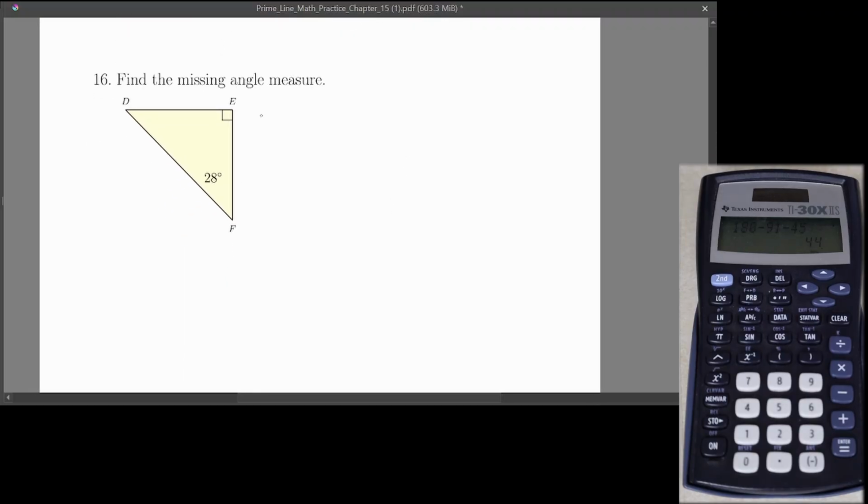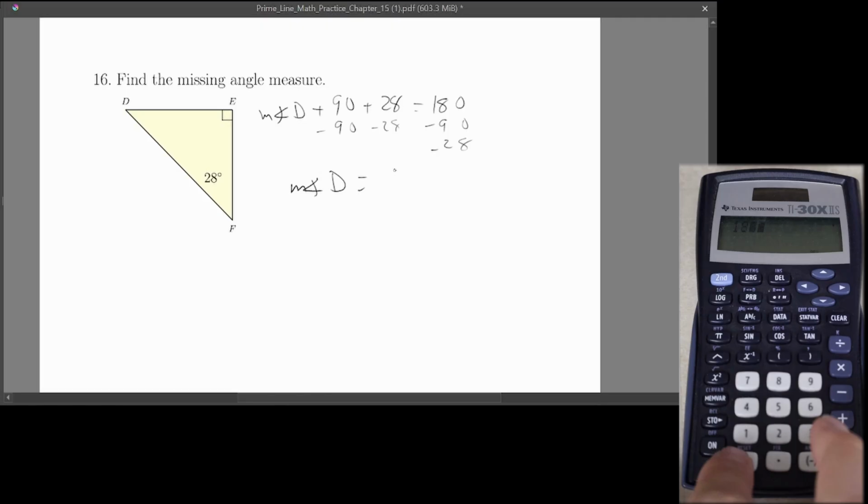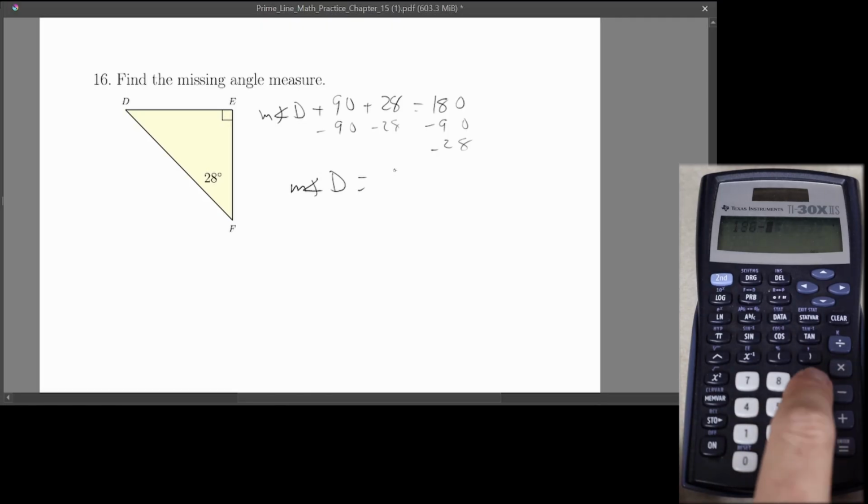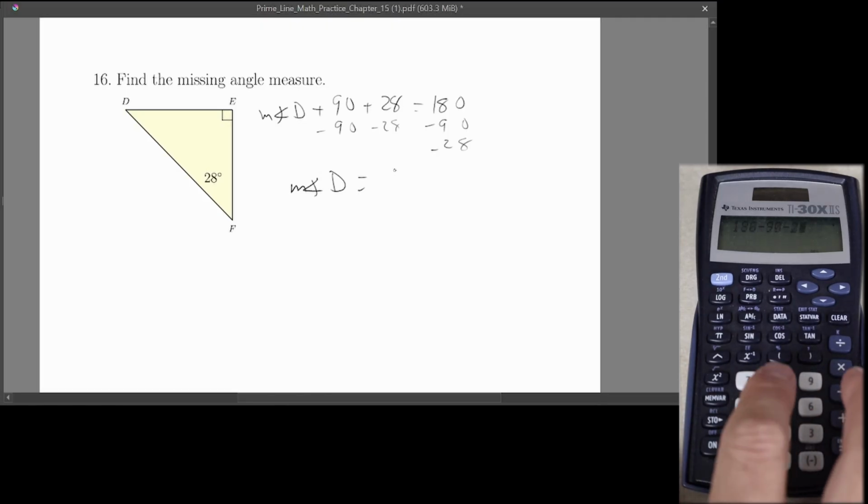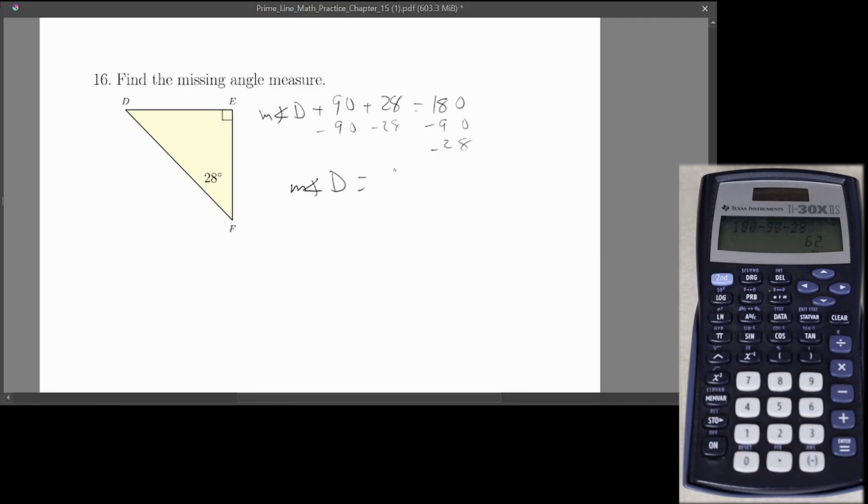For this one, find the measure of our missing angle. So we've got measure of angle D plus our angle E, which is 90, plus our 28 degrees, which is angle F, equals 180. We can subtract 90 and 28, and our measure of angle D equals 180 minus 90 minus 28, and we get 62 degrees.